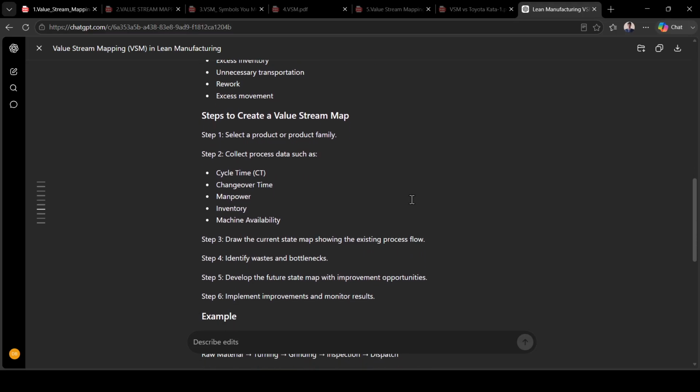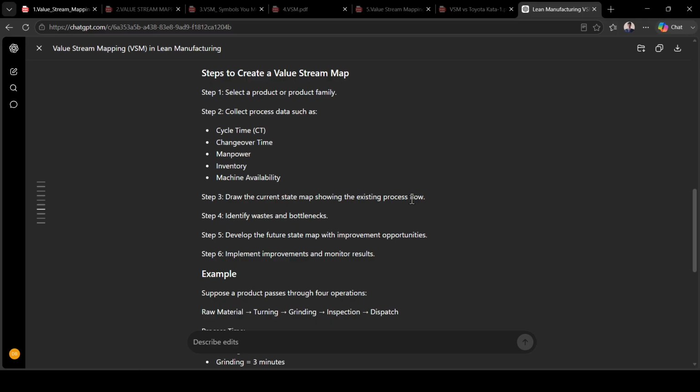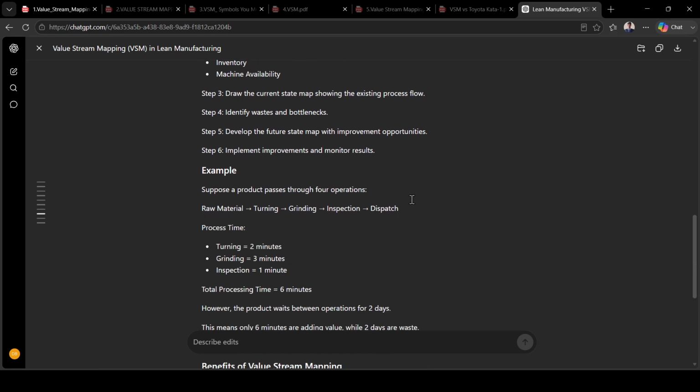Then steps to create a value stream map. Step 1, select a product or product family. Step 2, collect the process data such as cycle time, changeover time, manpower, inventory, machine availability. Step 3, draw the current state map showing the existing process flow.